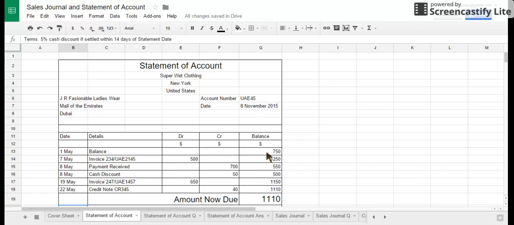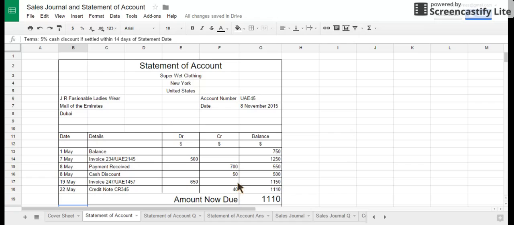It basically means that they owe $750 at the start of the month. During the course of the month, they have increased the amount of money that they owe because they've made a purchase, so they now owe $1,250. But they've then made the payments, and with the payments and the cash discount, the amount they owe is reduced to $500. A further purchase has increased the amount they owe by $650, but then they've made a return, and that's reduced the amount of money they owe.